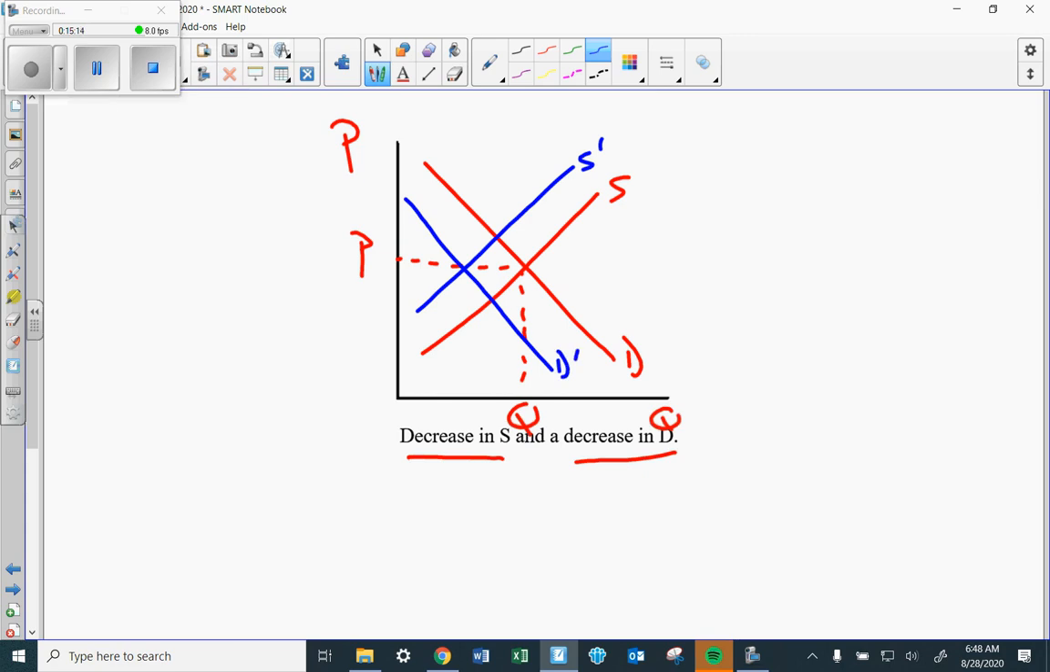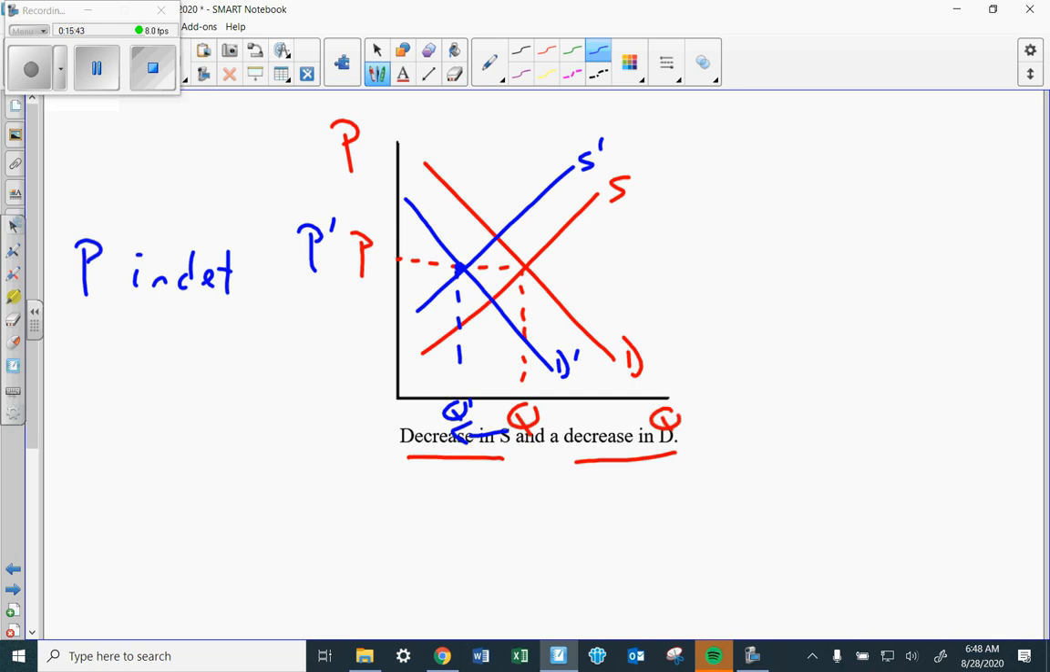And what I found was my new equilibrium point: the quantity decreased, but the price didn't decrease or increase. So since it's the one that didn't increase or decrease, the answer is price is indeterminate because it didn't change. On a free response test, you can't say price didn't change. No, price is indeterminate because it didn't change.